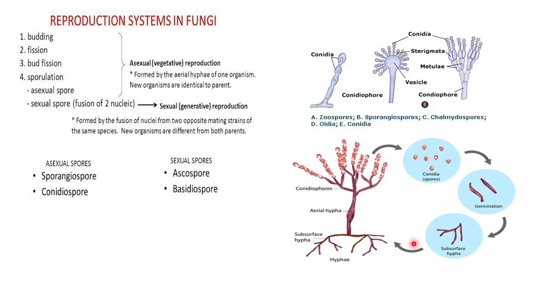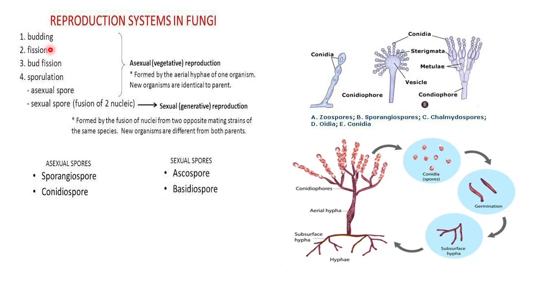Now, how do fungi reproduce? There are different modes of reproduction in fungi: budding, fission, bud fission, sporulation. So in budding, what will happen? The organism will form a small outgrowth and that will further grow or separate out to give rise to the new organism. For example, you have seen this in the case of yeast.